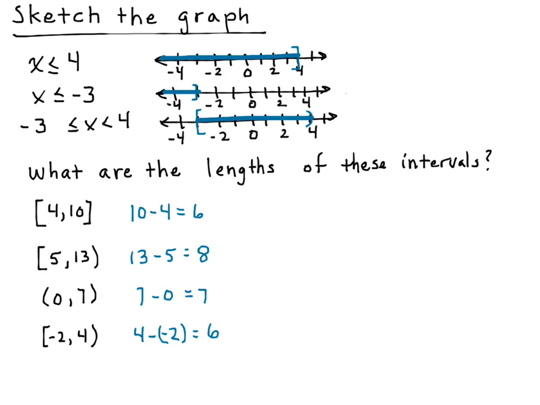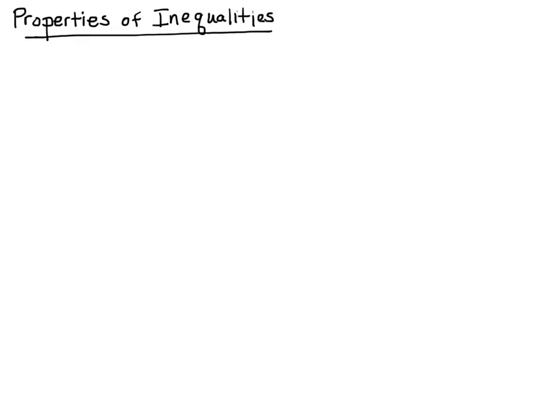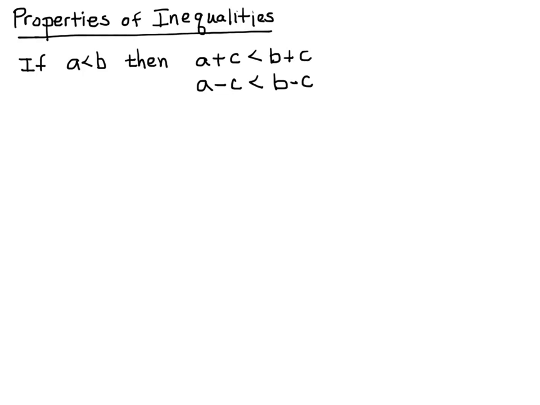Okay. So let's look at some properties of inequalities. When you're manipulating inequalities, making equivalent inequalities, they operate fairly similarly to equalities, but there are a couple of rules we have to keep in mind. So if A is less than B, if we have a number that's smaller than another number, we can add or subtract any number to both sides. So adding and subtracting works a lot like manipulating an equality.